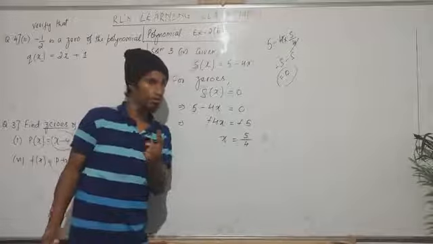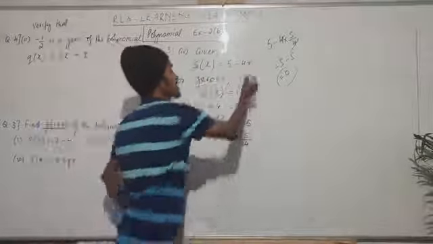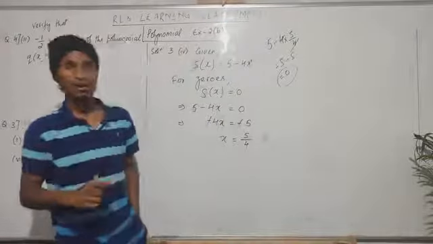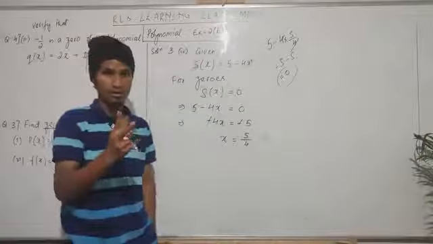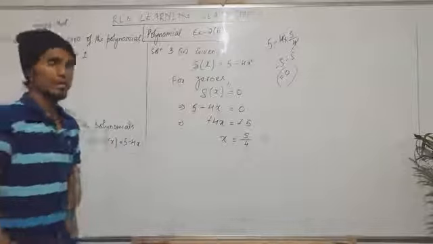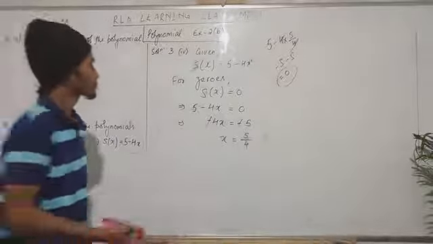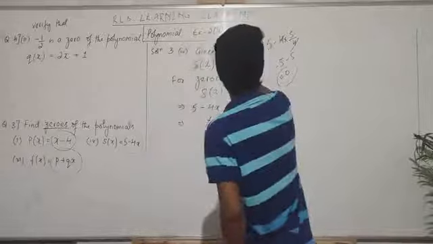Why is there only one zero? Because it is a linear equation. It is a linear polynomial. If it is a quadratic polynomial, then we have 2 zeros. We'll come to that. You'll do that mostly in class 10 for quadratic. Okay. Next.